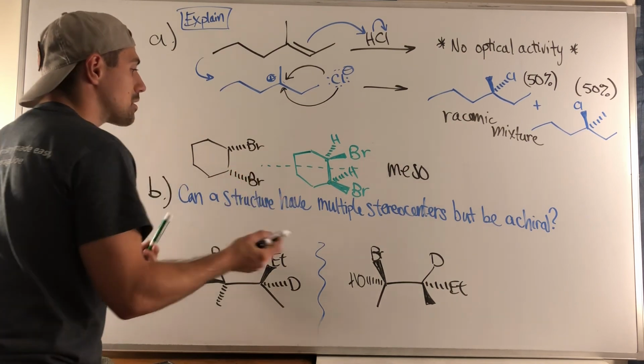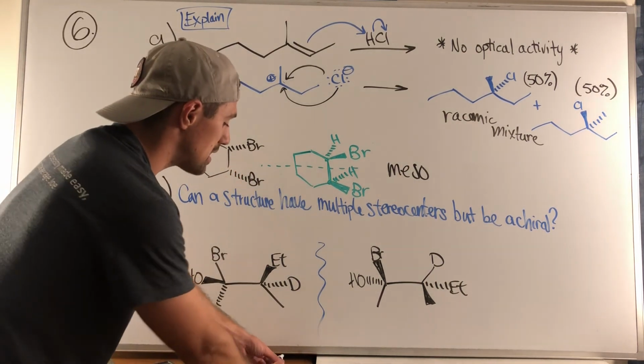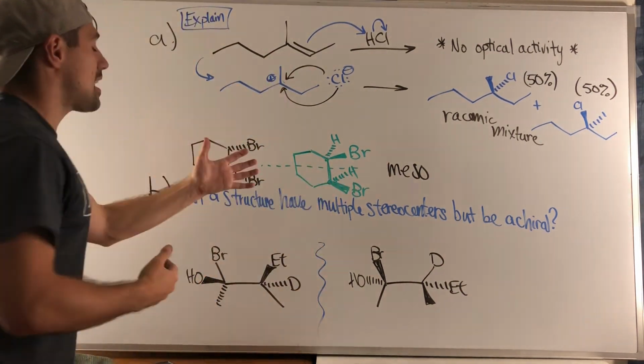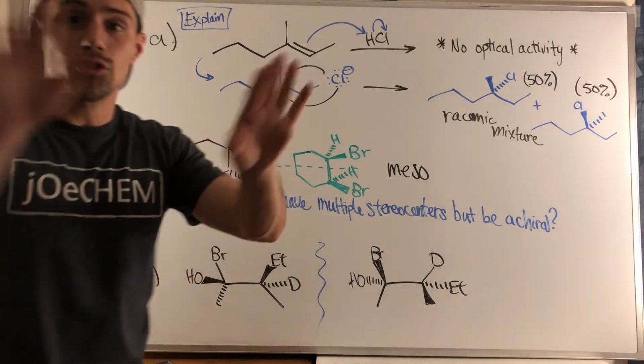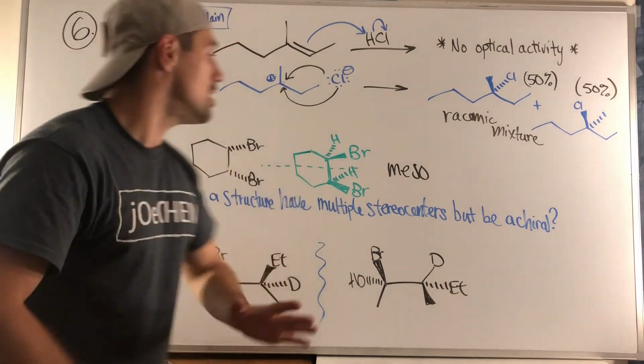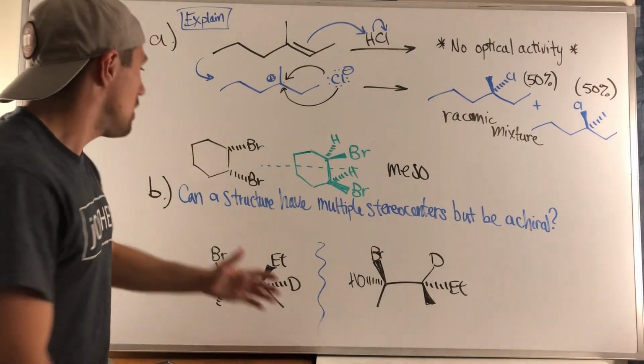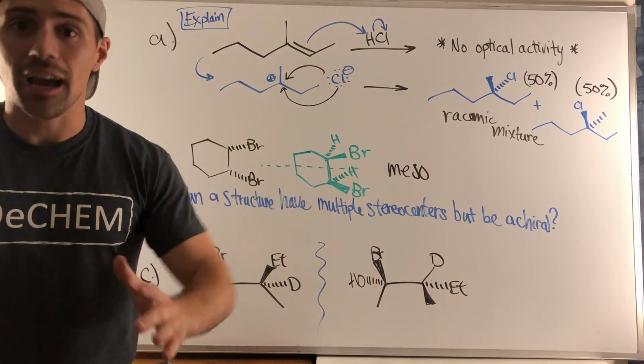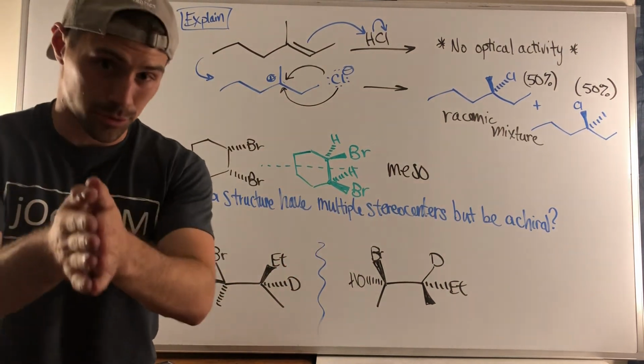However, because this is meso, because it has a plane of symmetry, if I just flip this over like a pancake, it's the same thing. I can actually flip this over, superimpose it, and it's the exact same structure. So I'm beating the point to death. The answer is yes, you can have a structure with multiple stereocenters, and it can still be achiral as long as you have a plane of symmetry.